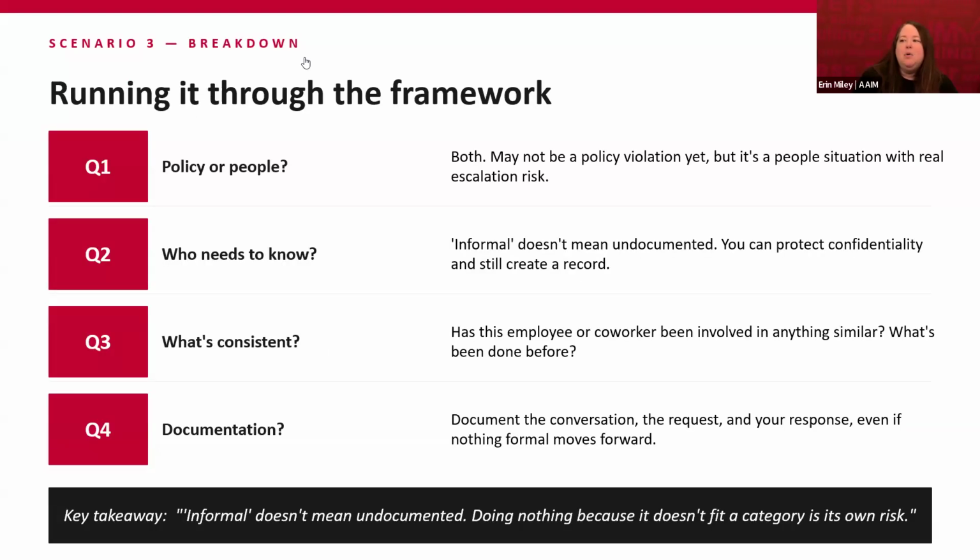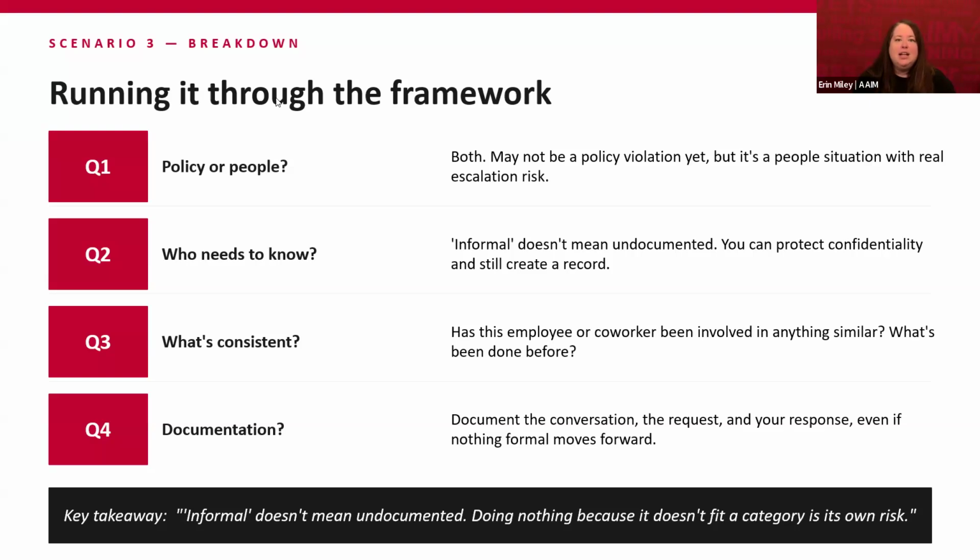So is it policy or people? Both in this instance. And that's what makes this hard. And that's what makes it a gray zone. It may not be a policy violation yet, but it's a people situation with clear escalation risk if it is left unaddressed. The answer to question one shapes everything else in this scenario.